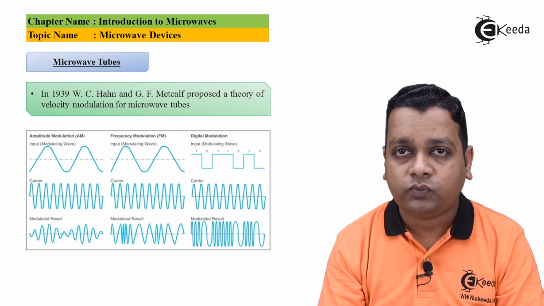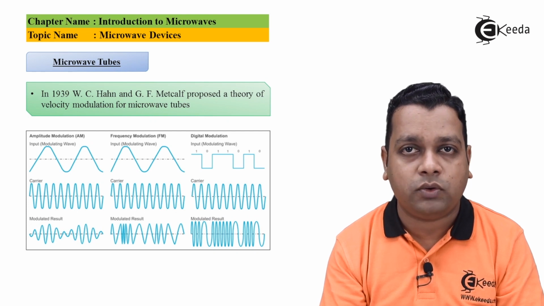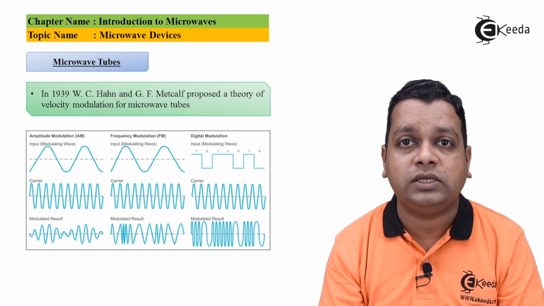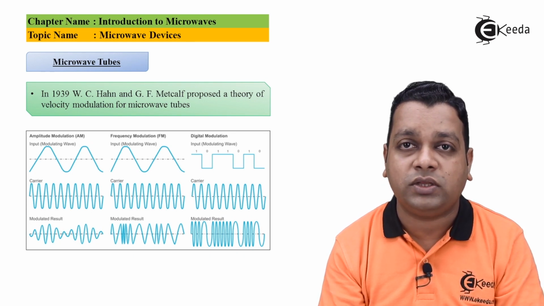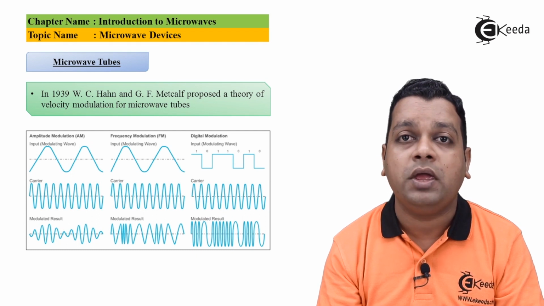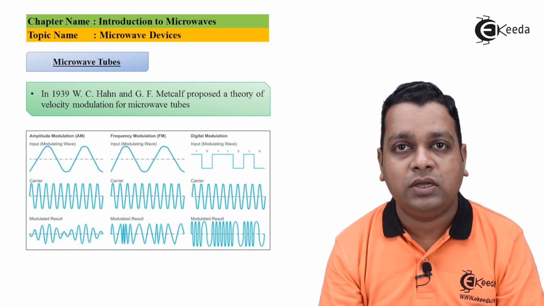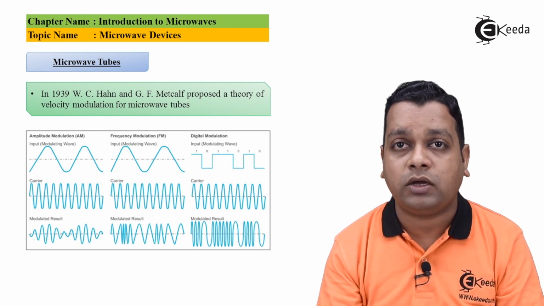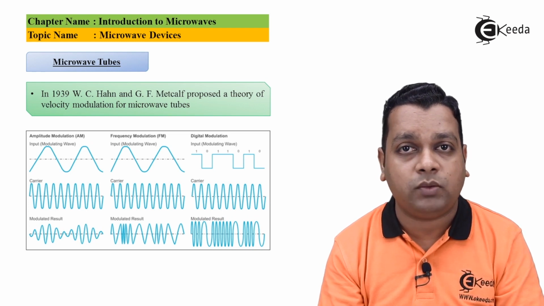So here, with respect to the input signal of microwave type, if the electron velocity is getting changed, that is what we are calling velocity modulation, and with respect to the velocity modulation we can achieve the amplification and then the oscillation also. So the amplification of the signal or basic generation of the microwave signal is made possible with the help of velocity modulation.